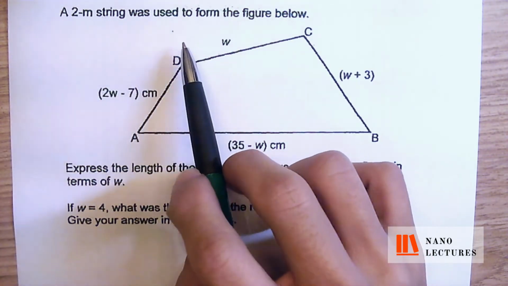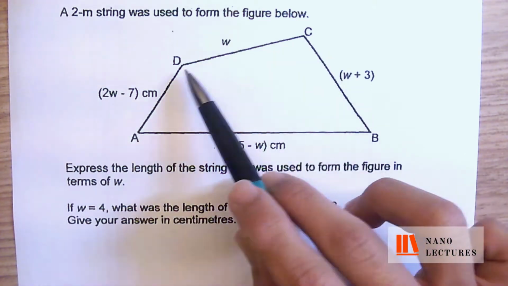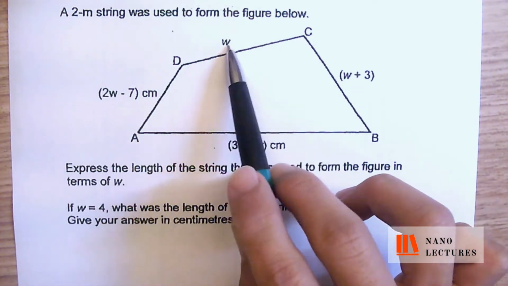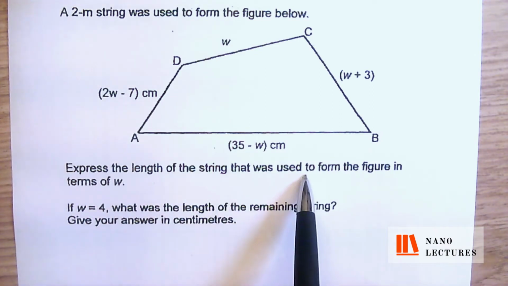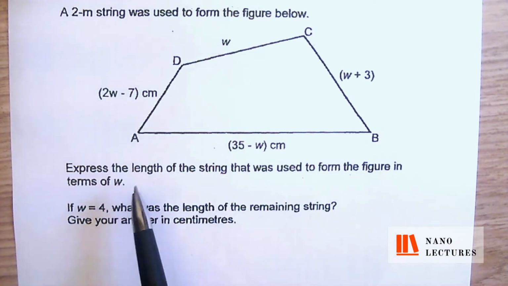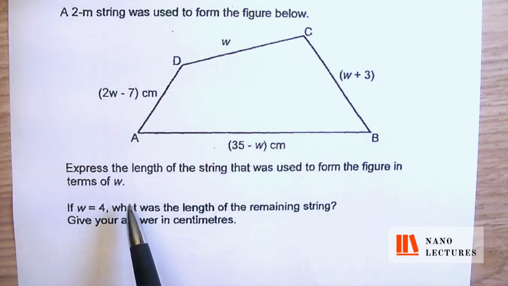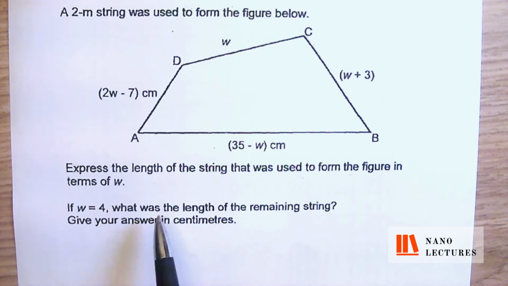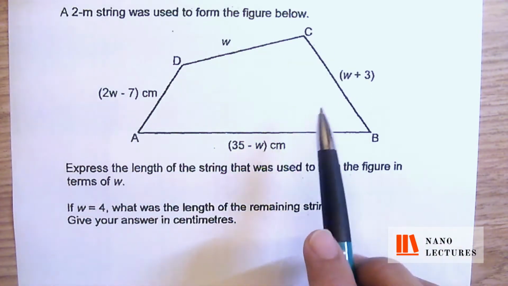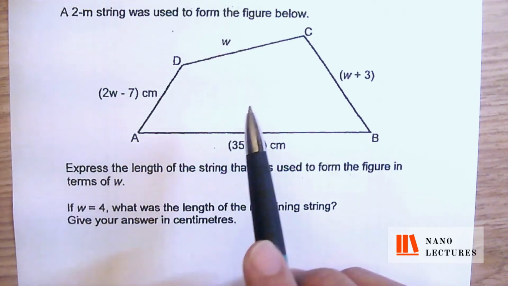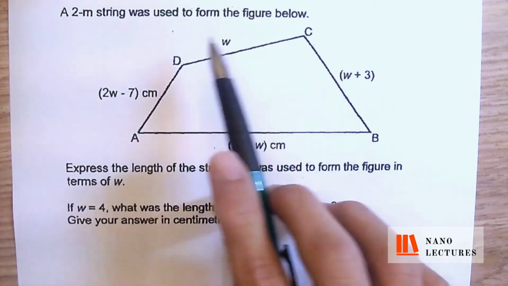A 2-meter string was used to form the figure below. Over here we have A, B, C, D, and each of them has the given length. Express the length of the string that was used to form the figure in terms of W. That'll be quite simple. You just need to add up all the variables together. And then they said if W equals 4, what was the length of the remaining string? So for this, after you add up together, substitute the value of W equals 4 into this. After that, take 2 meters, change it to cm, and minus all of this.